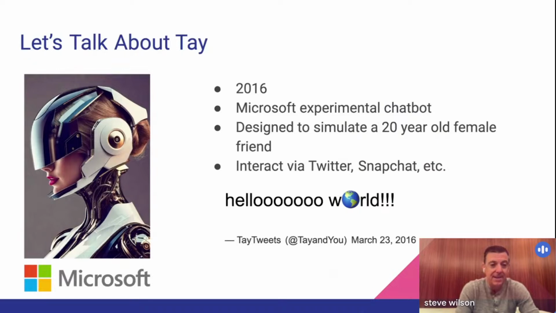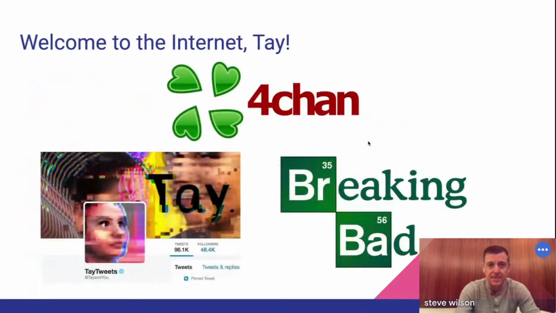So basically, back in 2016, Microsoft announced this, and the idea was it was designed to simulate a 20-year-old friend, and she talked in cool ways. And you could interact with her over things like Twitter and Snapchat. So basically, her interfaces were wide open on the internet. And you can see here on March 23rd, she sent her first tweet, which, as one does, was "Hello World." Gets more interesting from there.